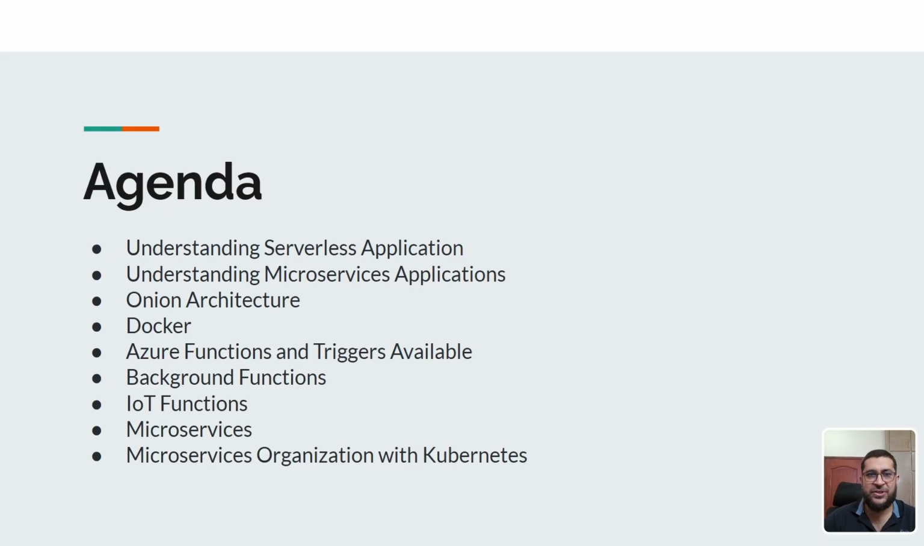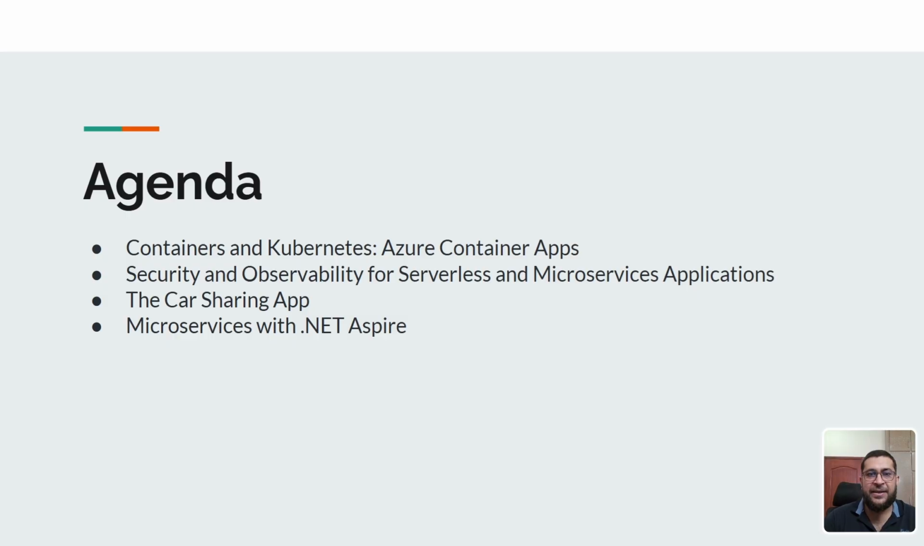So for this course, this is our agenda: to understand serverless microservices architecture, Docker, different types of Azure Functions, background functions, IoT functions, and microservices practically, and then Kubernetes, how to work with containers and Azure Container Apps. Then we will check security and observability for serverless and microservices applications. For the whole course, we will focus on the car sharing microservices project. And lastly, we will see microservices with .NET Aspire. So this is our agenda for this course.